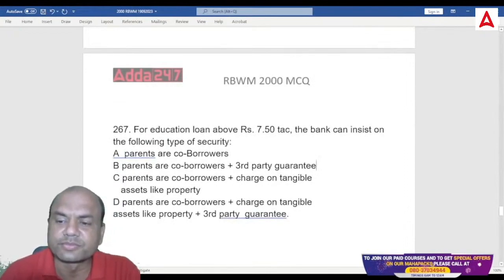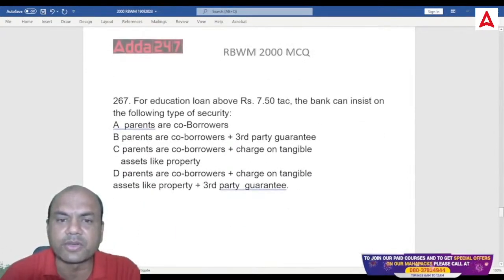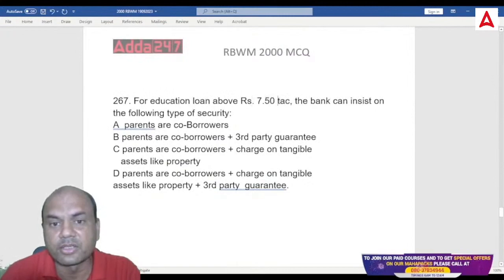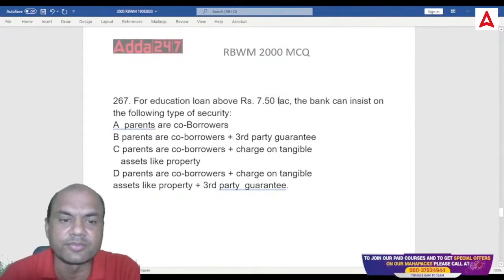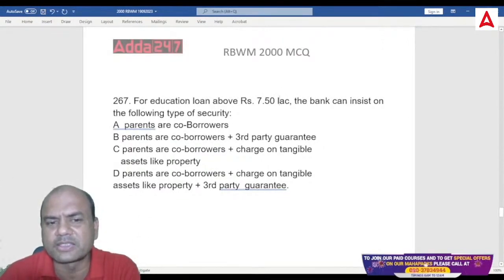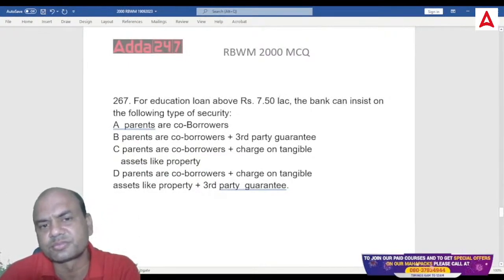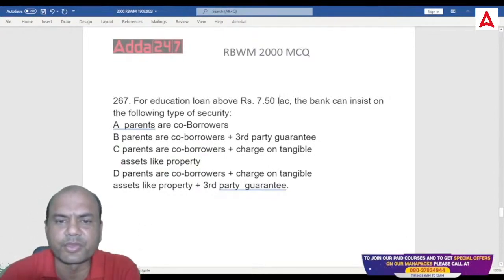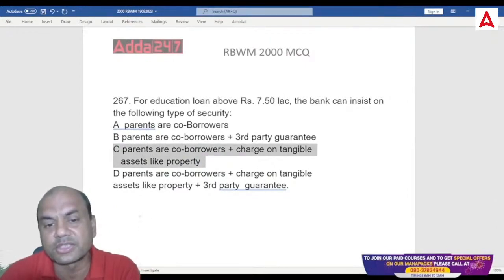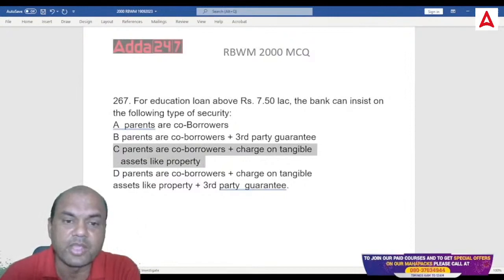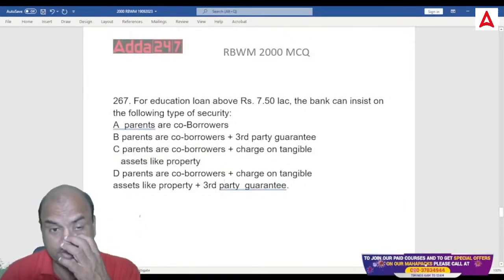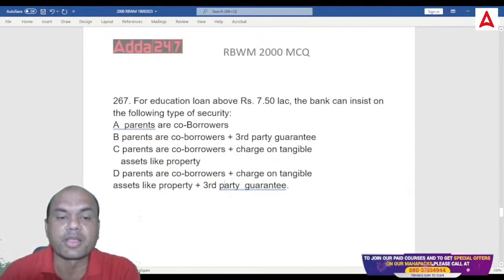This is the next one. For loans above 7.5 lakhs, banks insist on what? The answer is D, all of these. Now see here, the answers are the same: co-borrowers, parents, third-party guarantee, charge on tangible assets, and all of these. So above 7.5 lakhs, banks take securities. So co-borrower plus fixed assets. Got it? Chalo, move on.